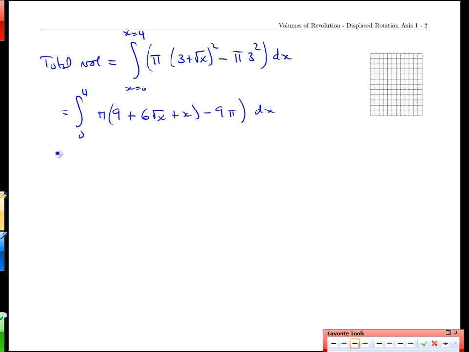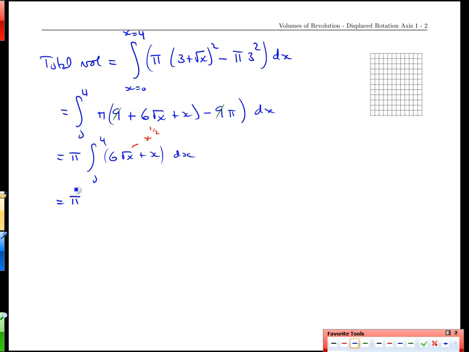And we can do a few things here actually. We can bring the pi out front. And we do get a nice cancellation. This 9 and that 9 cancel. And we end up with the integral from 0 to 4 of 6 root x plus x dx. That's a breeze now, isn't it? Just remembering that root x is x to the 1/2.